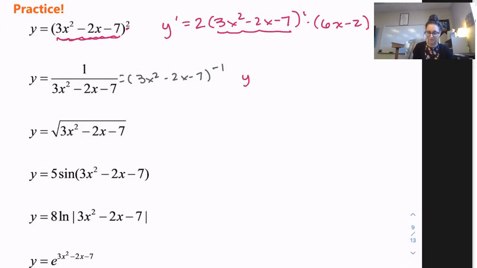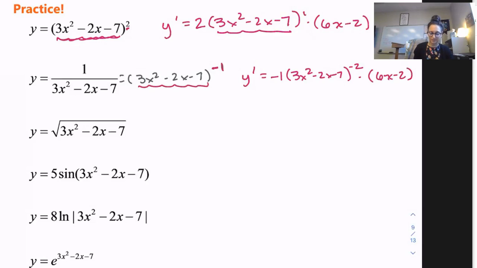So if I want to find y prime, I'm going to take the derivative of the outer, and the derivative of the outer is this exponent of negative 1. So I need to fly, hold the baby inside, and then drop my power. So my new power is what? Negative 2. Am I done? Nope. Now I need to times by the derivative of the baby, which again is going to be 6x minus 2. The inside was that.